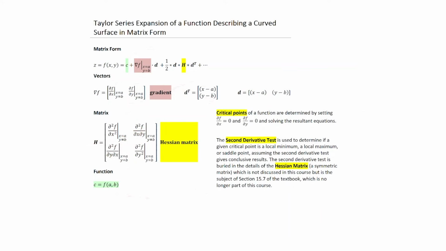But it's not discussed in this course, but is the subject of section 15.7 of the textbook. It's no longer part of the course because we introduced reading week, and that meant something had to go. And the textbook doesn't really do justice to the topic. It's best treated on its own in a more expanded fashion. And so that's why this was left out. So you don't need to know anything about taking second derivative tests. It's just here for your interest.